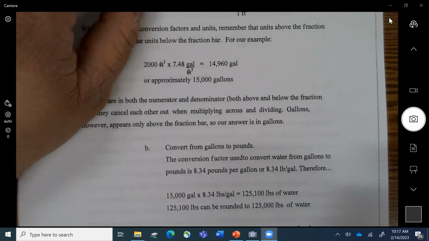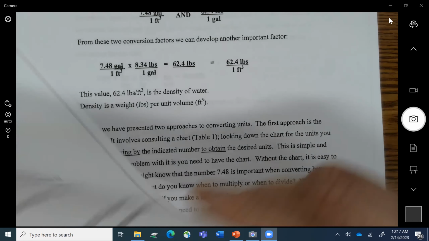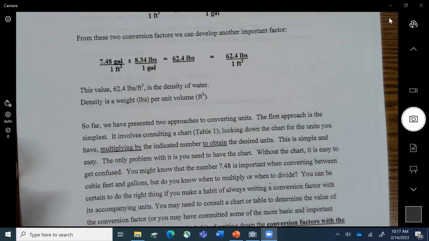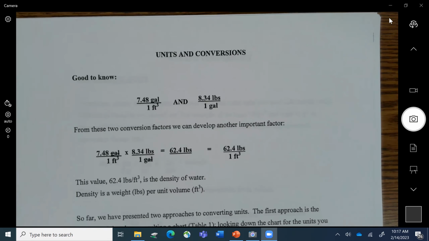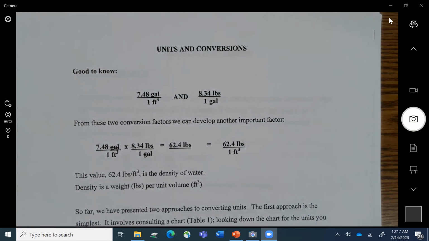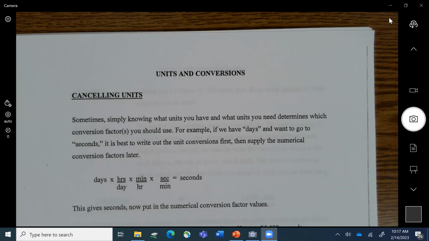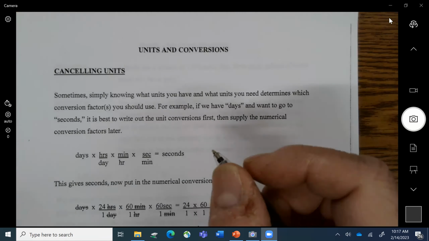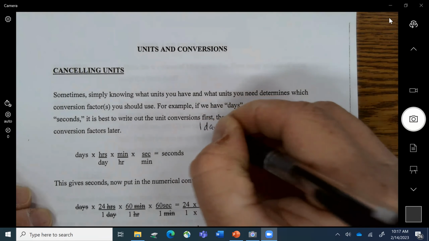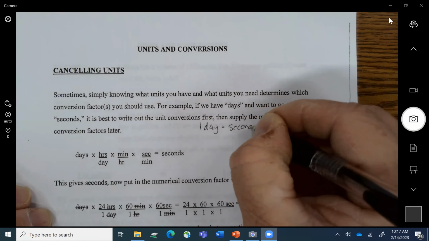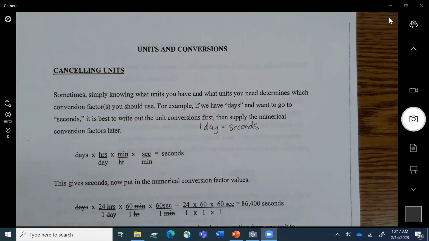So the next page, we just talked about it, we just did it. This page where it says good to know, these are good to know. This one, not so much, but those, yes, are good to know. But we can skip that page. And then I want to stop here where it talks about canceling units. The reason I'm stopping here is I want to walk through this with all of you and talk about the logic of these things. Okay. So I want to go from 1 day to seconds. Yes, it's written out there, but let's go through this.